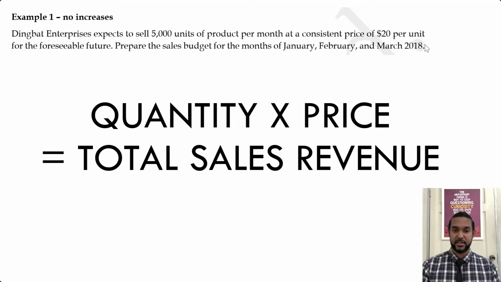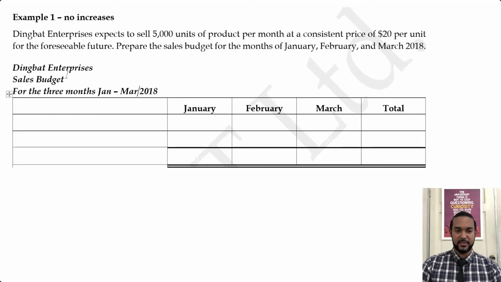So that's a simple product, quantity by price. We have the heading: the name of the enterprise, the name of the statement or the budget, and the period to which it applies. Please remember to head up whatever calculations you're doing. You get marks for that. It has a breakdown by month, in this case January, February, March, and that was the instruction as per the question: prepare the sales budget for Jan, Feb, and March 2018. And again, the total column is optional, but I'm going to maintain it because that is how I was trained, and that's how I want to train you as well.